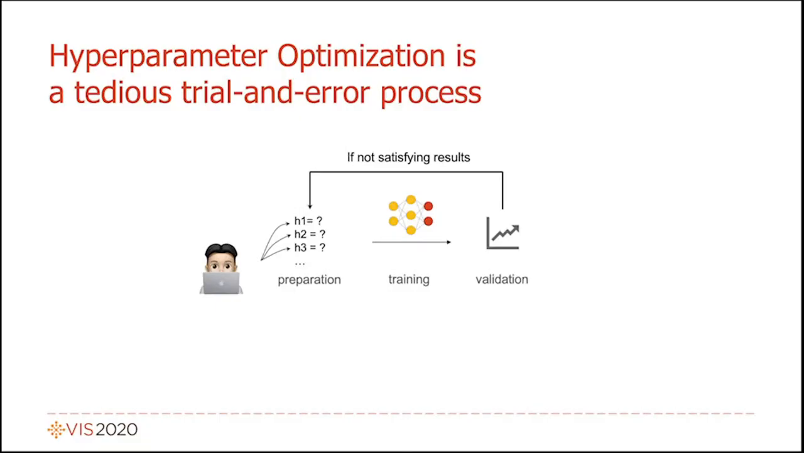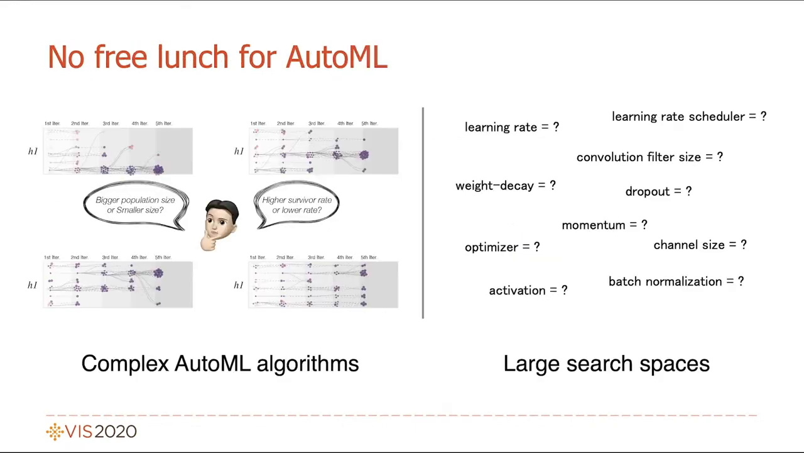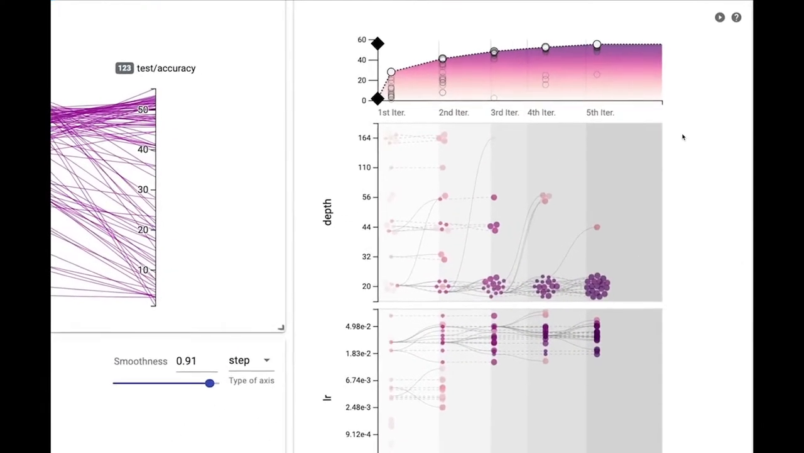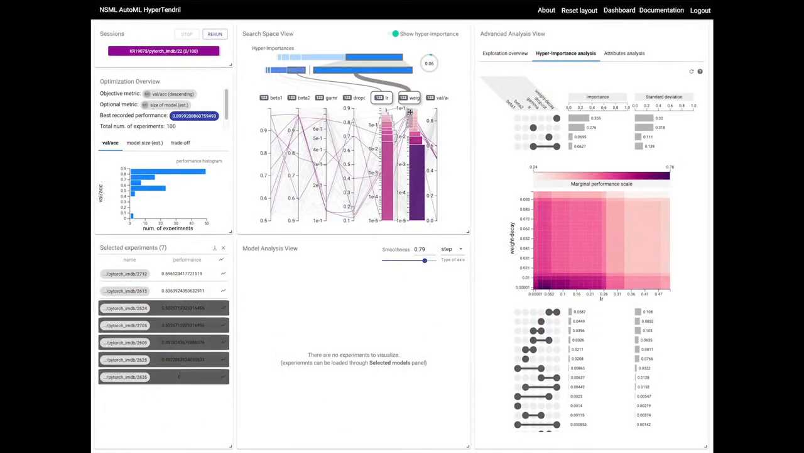When developing a deep learning model, people typically struggle to optimize hyperparameters that are affecting the model performance. To relieve the pain of this manual trial process, AutoML has been developed as a solution. However, to maximize the potential of the AutoML, people should identify a good AutoML setting for their task. HyperTendril helps to maximize the potential by visualizing AutoML algorithm behavior and guiding effective hyperparameters.